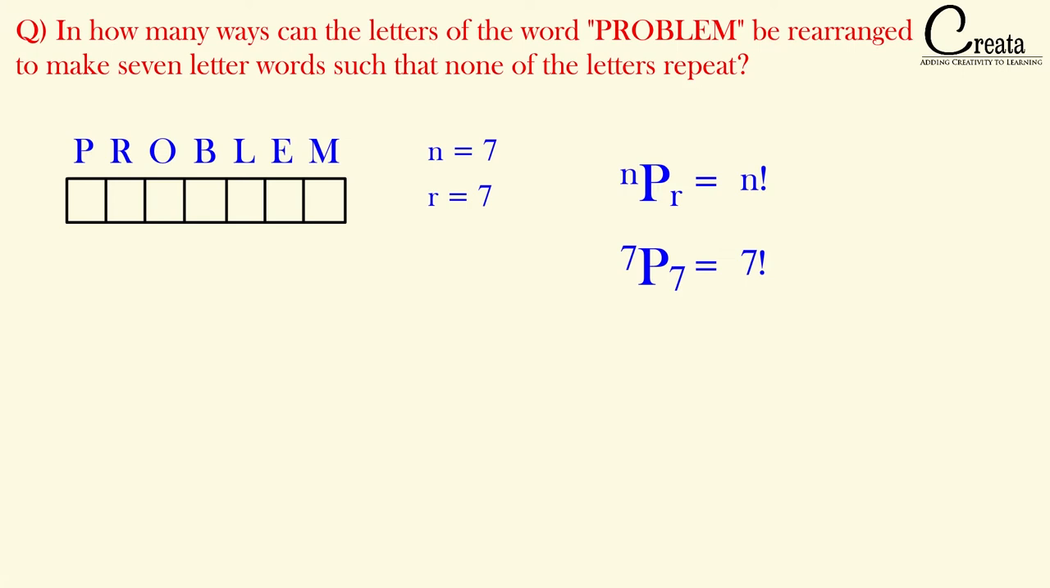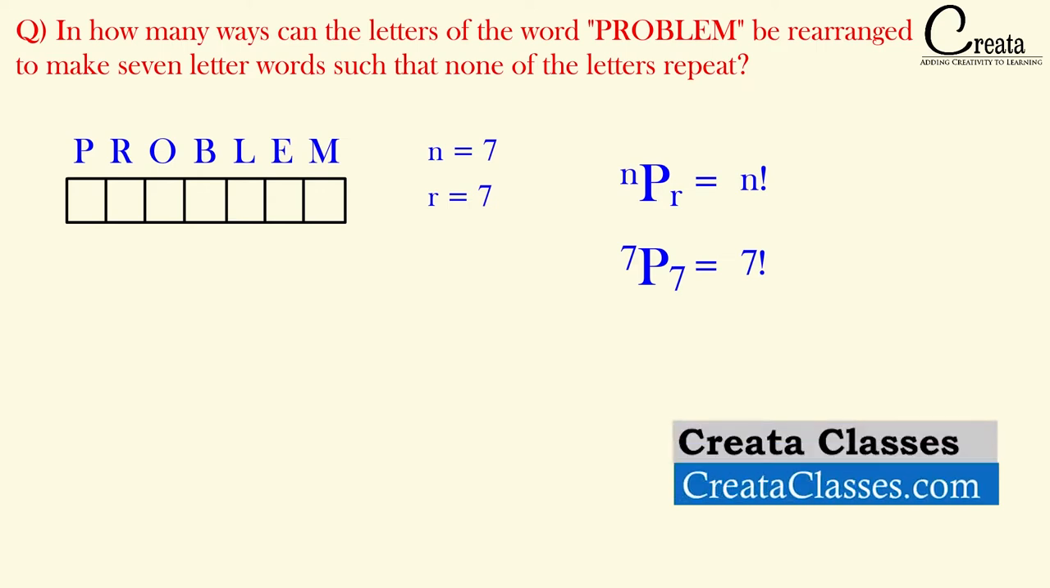No need to solve for the 7 factorial, we just got the answer as 7 factorial. That is, in 7 factorial ways, we can form the different words from the letters of the word problem, which is a 7 letter word. Okay, very simple question. Let's move to the next question.